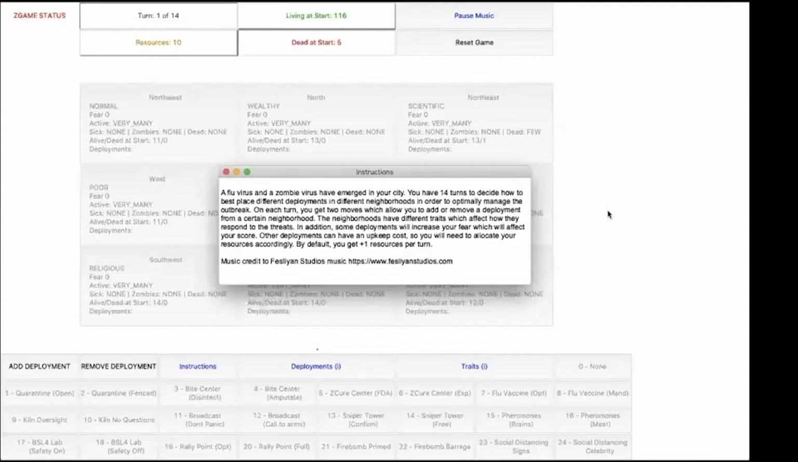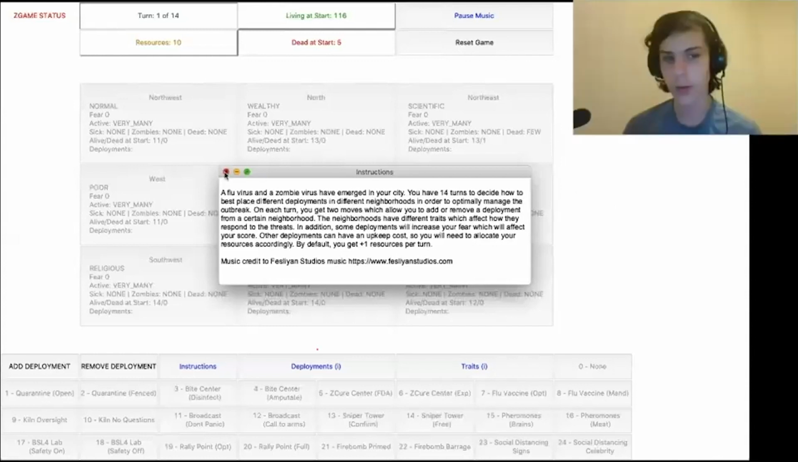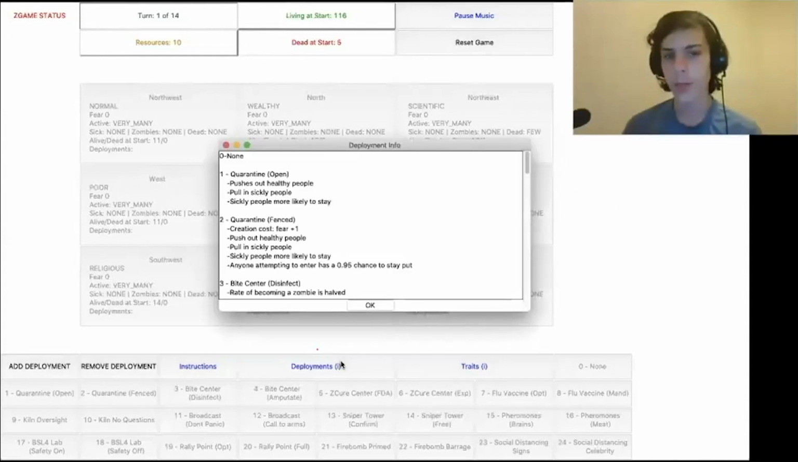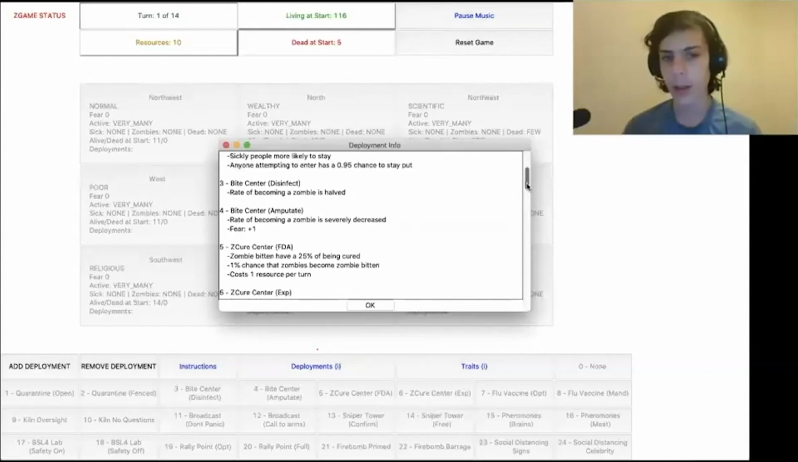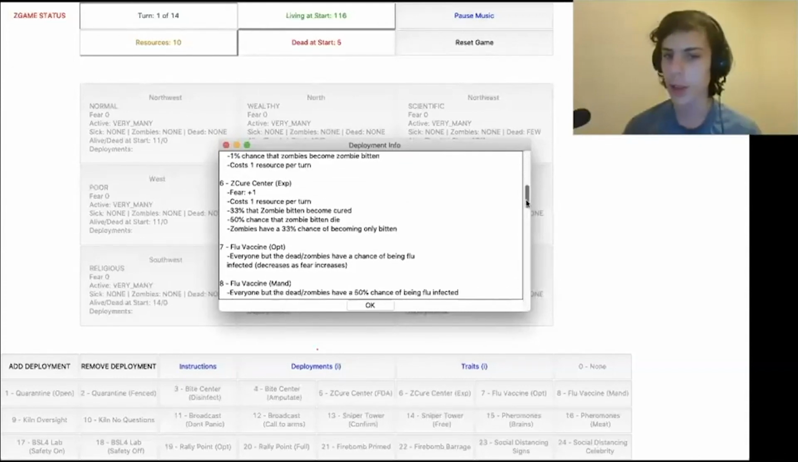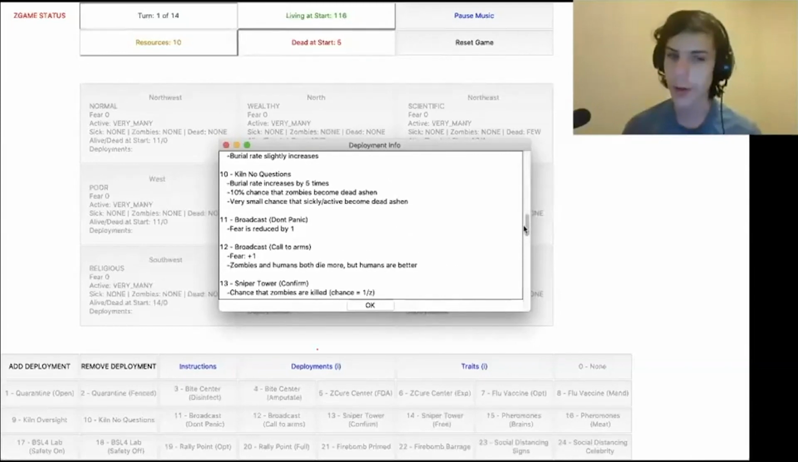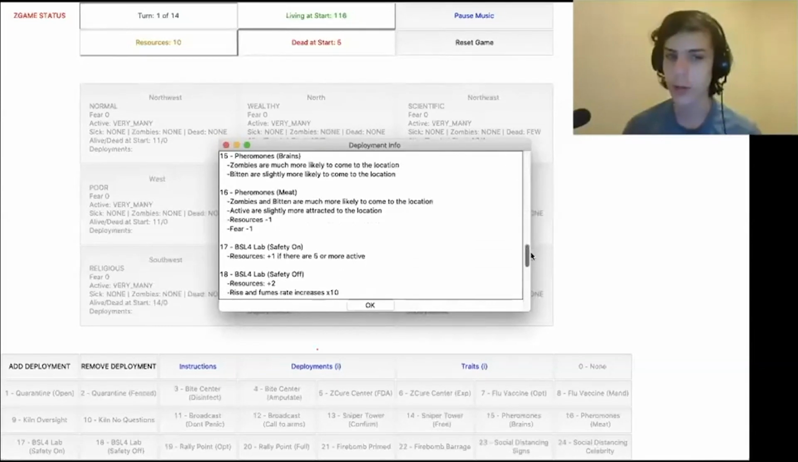Picture this. You're the mayor of a city, and a new threat has emerged, the zombie virus. And as well, an old friend comes to battle, the mighty influenza. As the mayor, you'll need to best allocate deployments such as a flu vaccine clinic, a broadcast system, or even a firebomb barrage to save the city from being overrun.